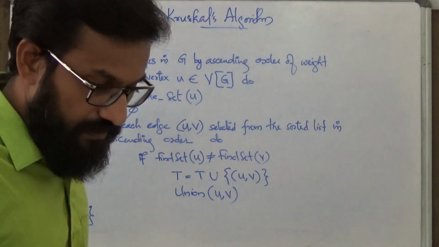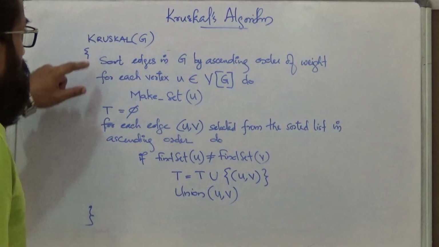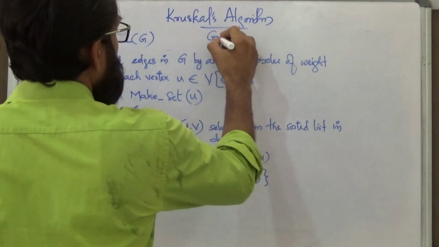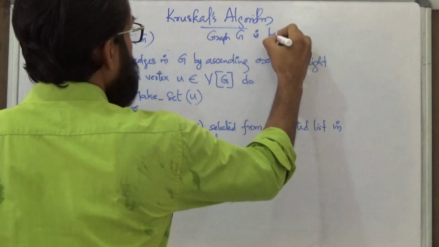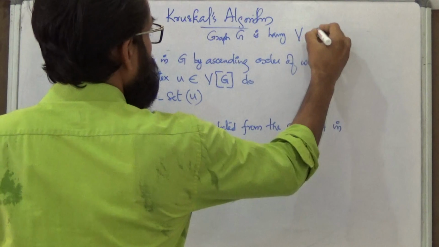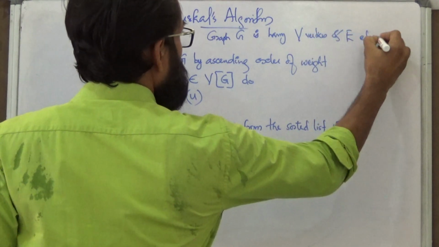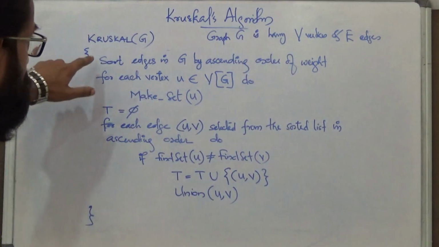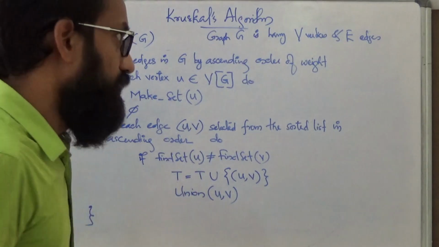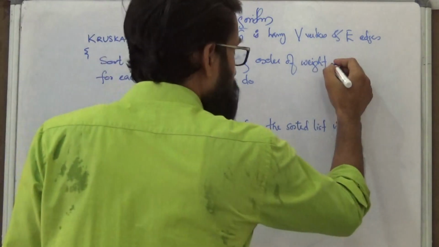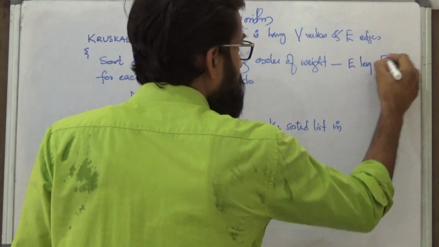Now let me analyze this particular algorithm. Assume that your graph G has V vertices and E edges. So first you have to sort edges in G by ascending order of weight. So you have to use a sorting algorithm that runs in E log E time.